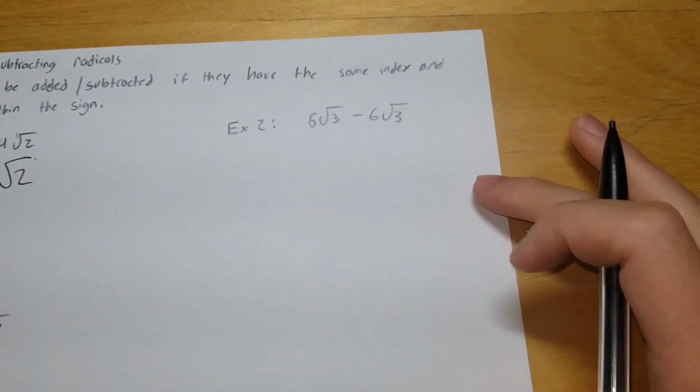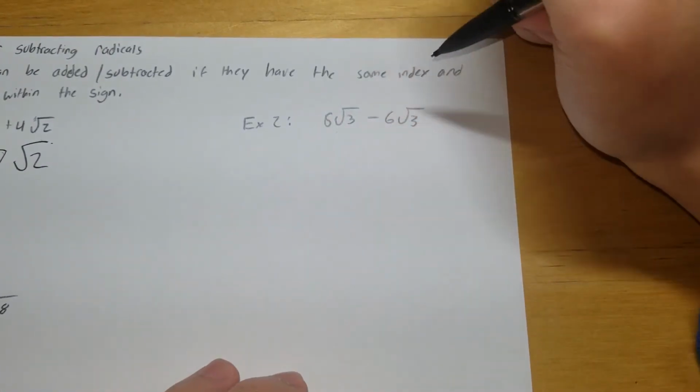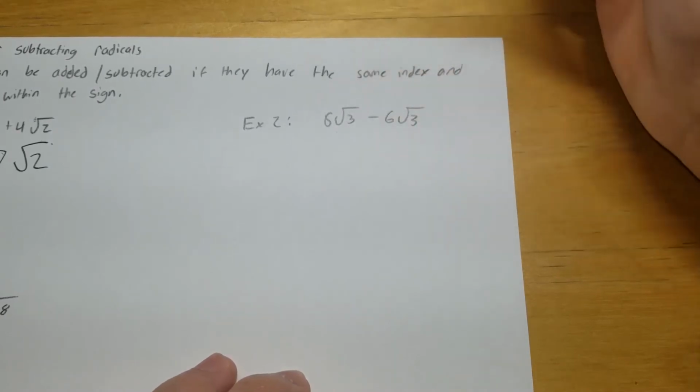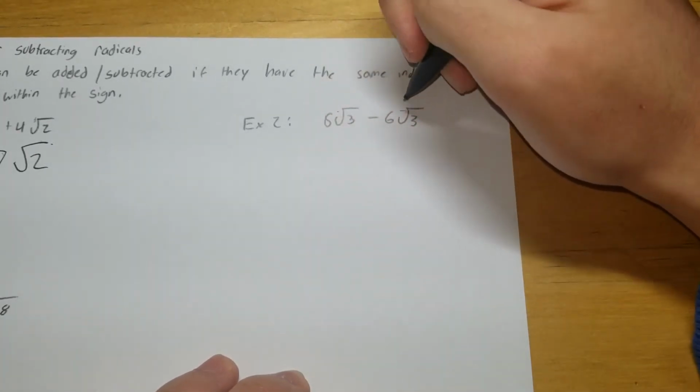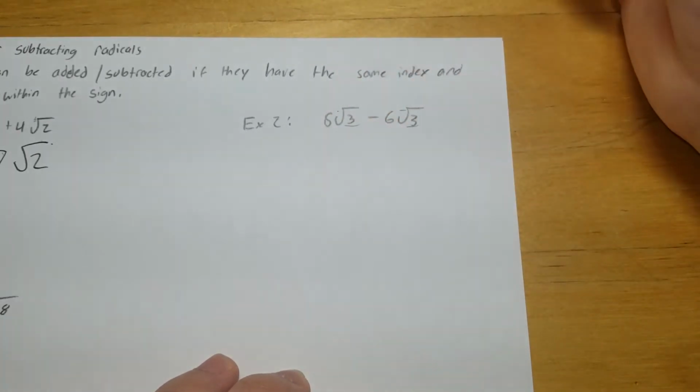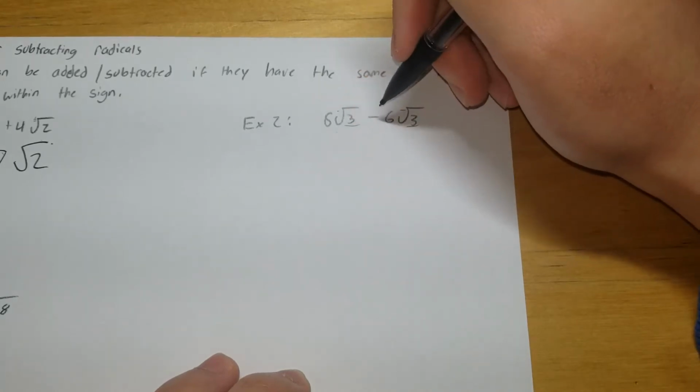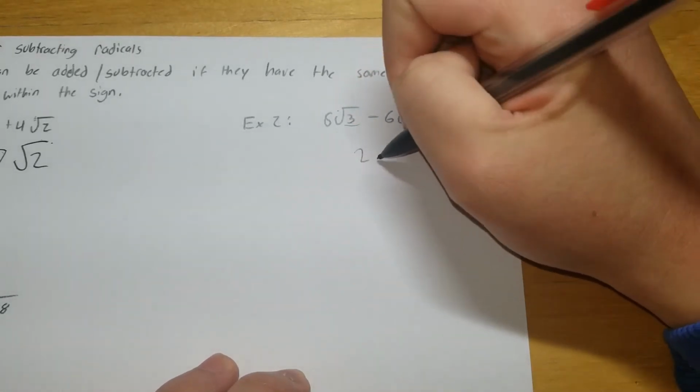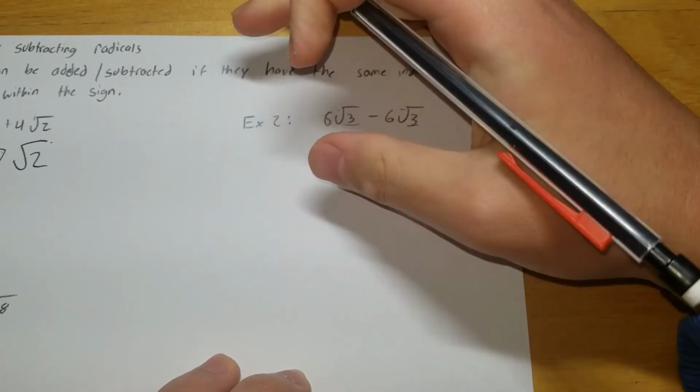Next, we have 8 radical 3 minus 6 radical 3. The same process applies: same index, same number within the radical sign. And then you simply subtract, giving 2 radical 3.